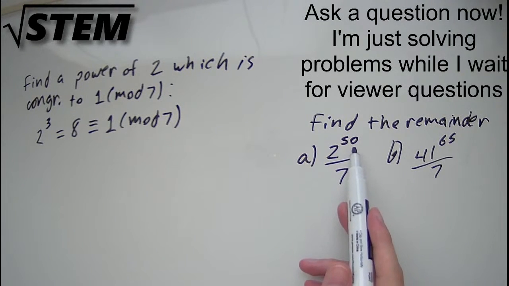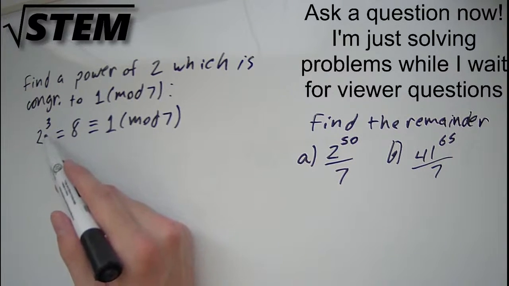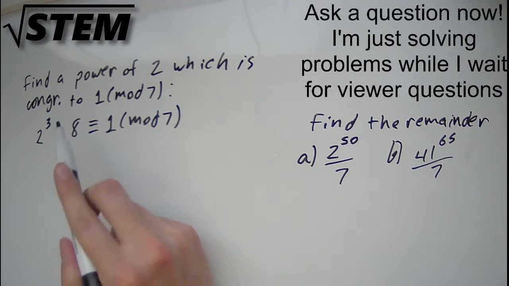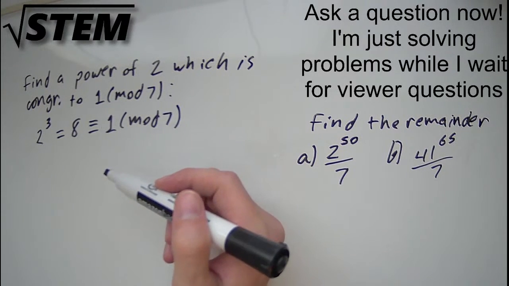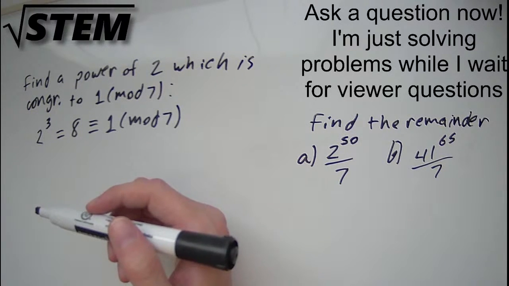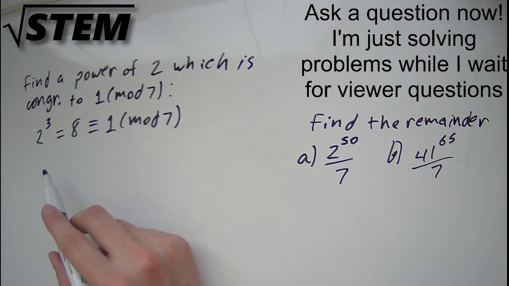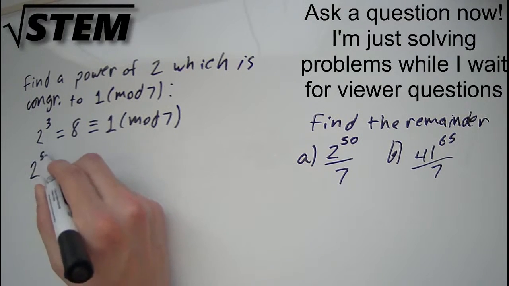So if we can break up 2 to the 50 and isolate some multiples of 3, or some 2 to the 3rd powers inside of that, then we can say that all of that piece is congruent to 1 using several theorems, I believe, which I don't remember the details on, but I remember they work. So let's see. 2 to the 50th power.